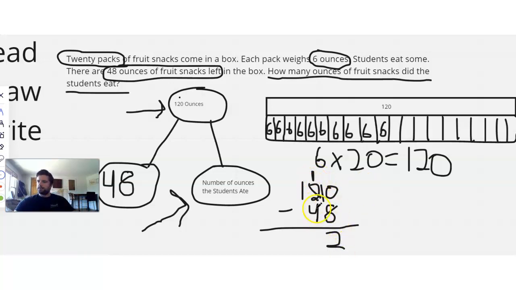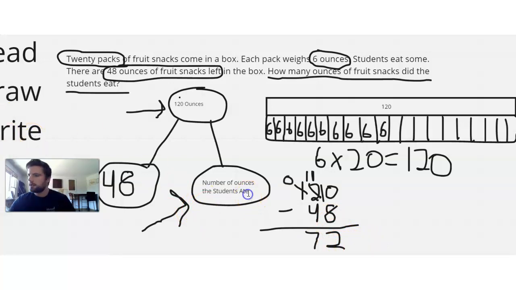Then we have 1 minus 4. Oh, we cannot do that. We got to go next door again. So we're going to go to the hundreds place, turn that 1 into a 0, and take that 1 and turn it into an 11. We have 11 minus 4. 11 take away 4. 10, 9, 8, 7. And then we find out that the students must have eaten 72 ounces of snacks.